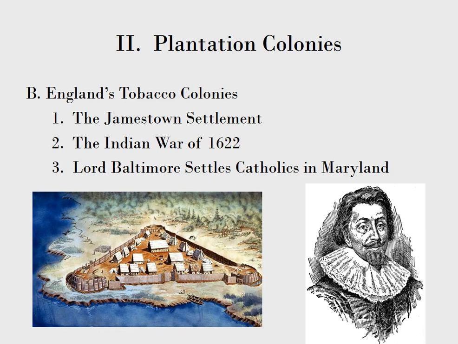The 1622 revolt is going to kill 347 English settlers. King James is going to revoke the charter, and he's going to make Virginia a royal colony in 1624. So this is James the First. Settlers now follow English rule. They appoint a governor. They elect an assembly. They have a formal legal system and the Anglican Church.